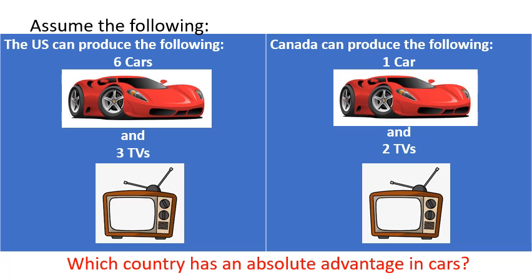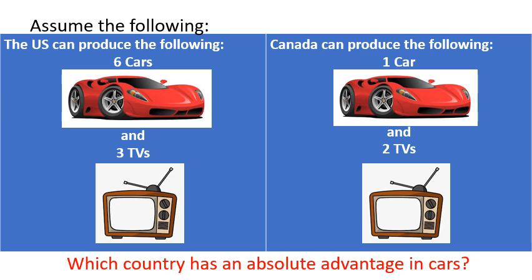Okay, so from our lesson we saw that an absolute advantage is when a country can produce any item more efficiently than any other country. Right here I have a scenario for us. On the left side of the screen we are comparing United States car production, and on the right side, Canadian car production and TV production.